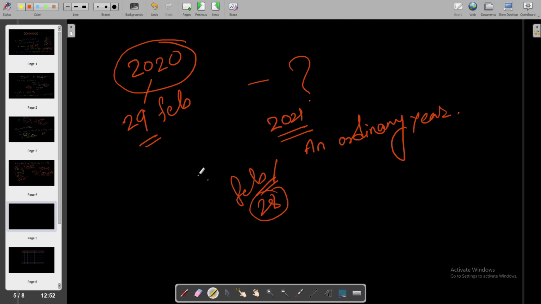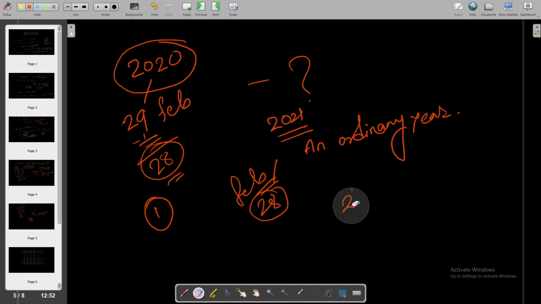If we subtract 1 from 29, it will become 28, and the one remaining will fall on the 1st March of the next month. So the birthday will be 1st March of 2021.